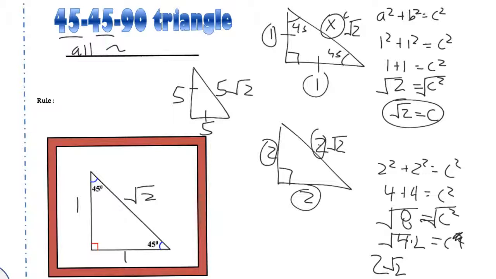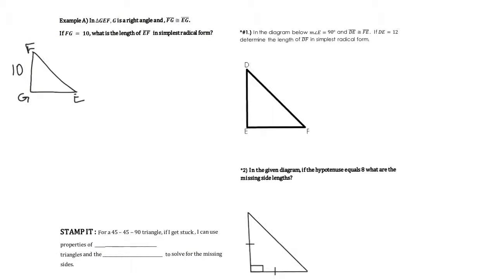So let's flip to the inside left and look at our first example. I've already started drawing this diagram, but it says in triangle GEF, G is the right angle, so make sure G is the 90 degree, and then just go around the triangle, the E and F. It says FG equals EG. So right away I know that this is isosceles and a 45, 45, 90 triangle. So I want to find the length of EF in simplest form.